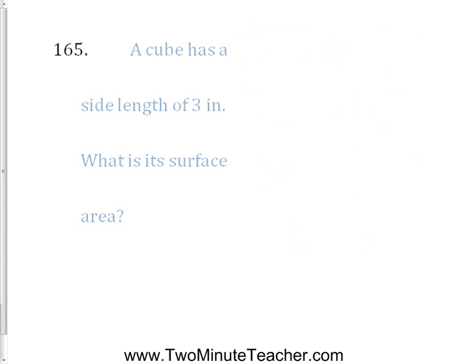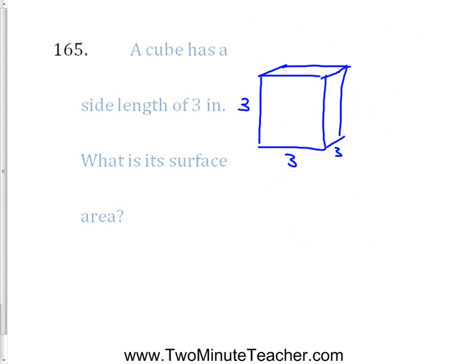A cube has side length of 3. What is its surface area? All right, in a situation like this, instead of drawing the formula, I'm going to draw myself a picture of it first, okay? And it's a cube with a side length of 3. So this is 3, and this is 3, and this is 3. All the sides, all the edges are 3.